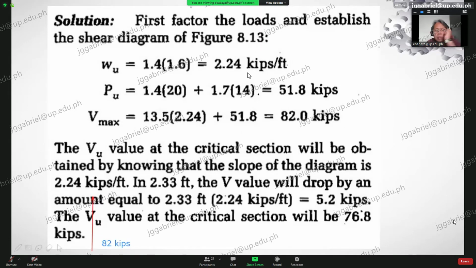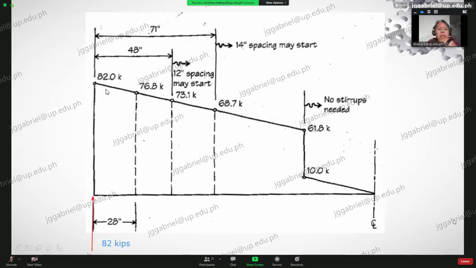There, 2.24. So, pababa siya 2.24 until it reaches the point where you have a concentrated load equal to 51.8. Okay? So, from here, it will go down by 51.8. Magiging 10 kips na lang yan. And then it will continue to decrease because of the uniformly distributed load. Okay? So, yan, pababa siya ulit doon until it comes to zero.